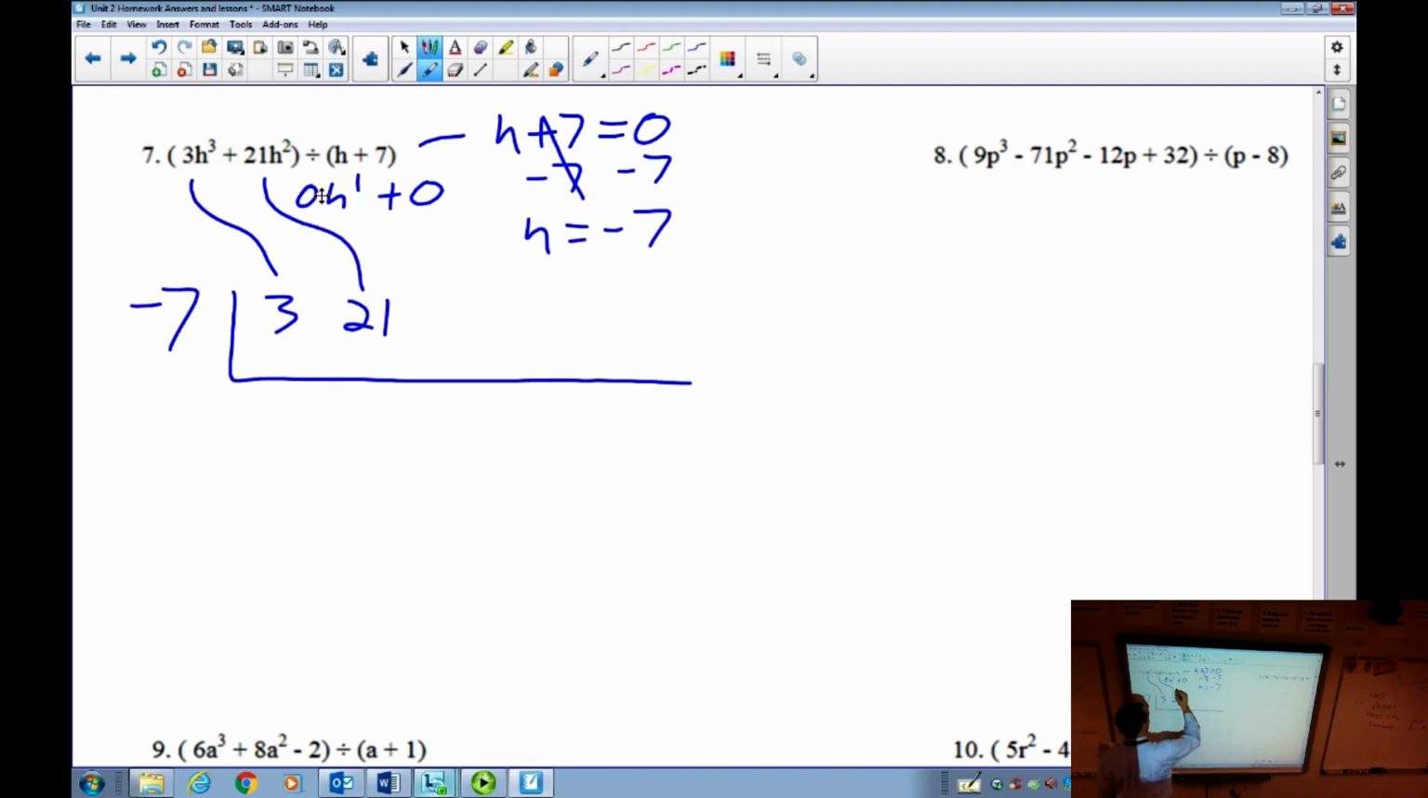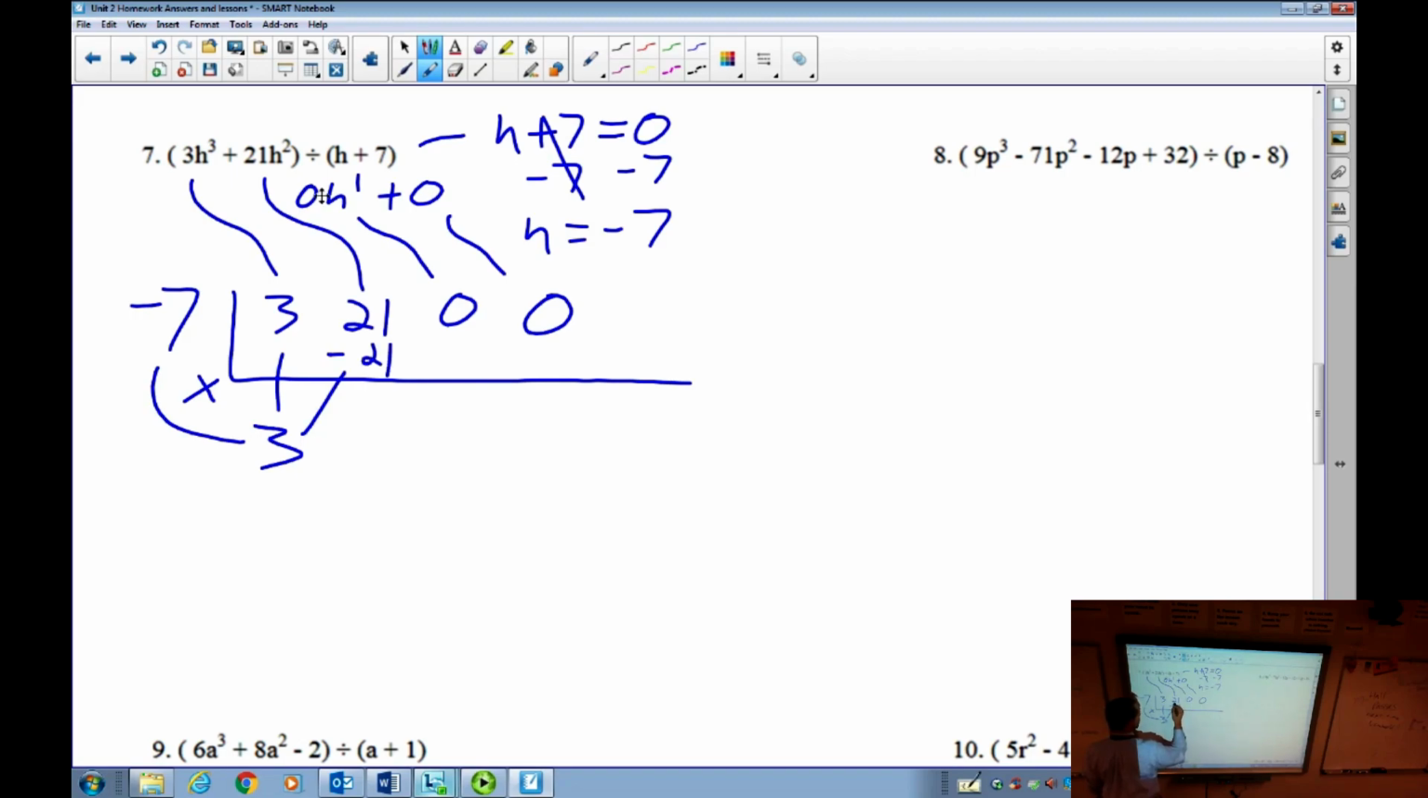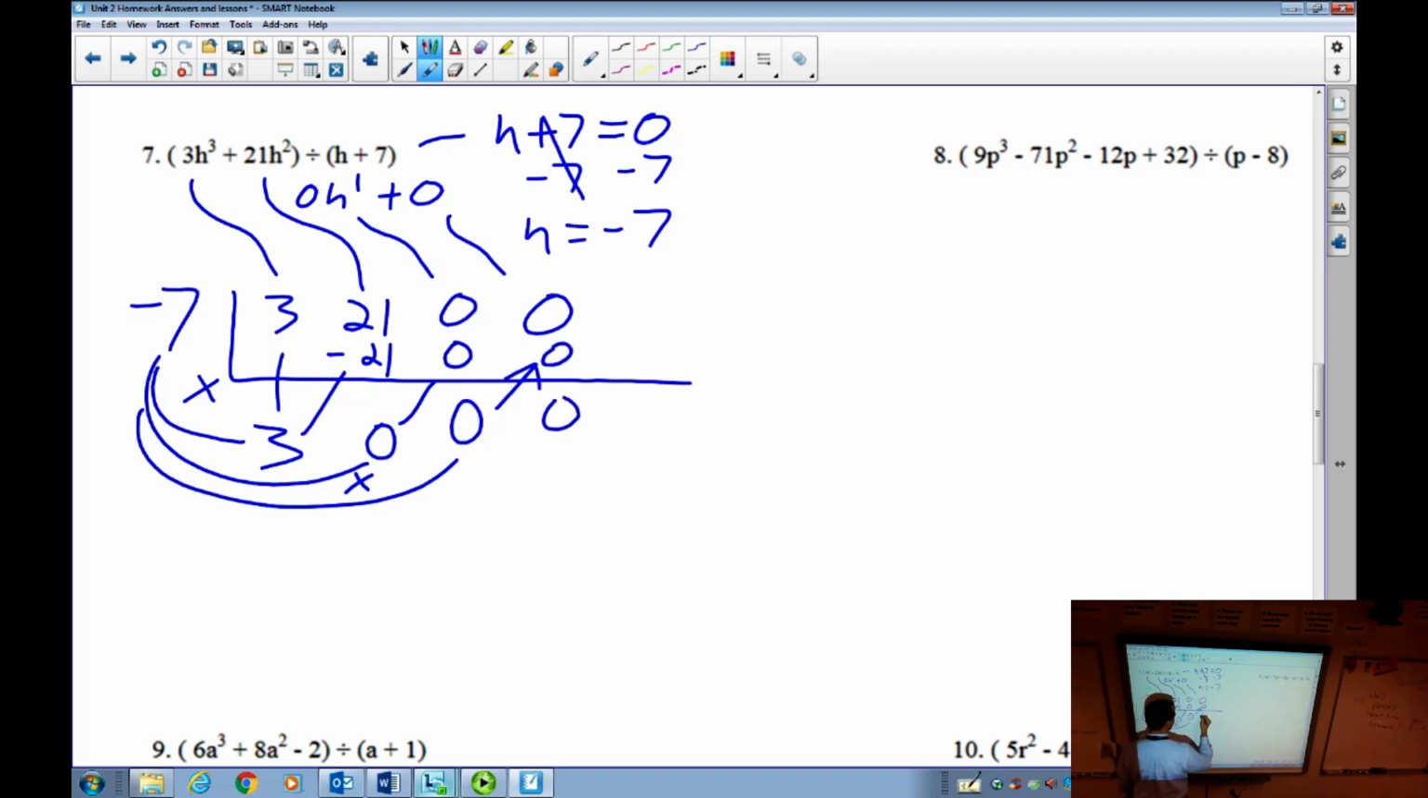All right, so then we'll bring down the h to the 1st power, which wasn't anything listed there, so we'll put a 0 and 0 for the number. Okay, so we'll bring down the 3. Negative 7 times 3 is negative 21. 21 minus 21 is just 0. Cool. Negative 7 times 0 is just 0. We get 0. Negative 7 times 0 is 0. So that one wasn't too hard. So it looks like we just have a remainder of 0.